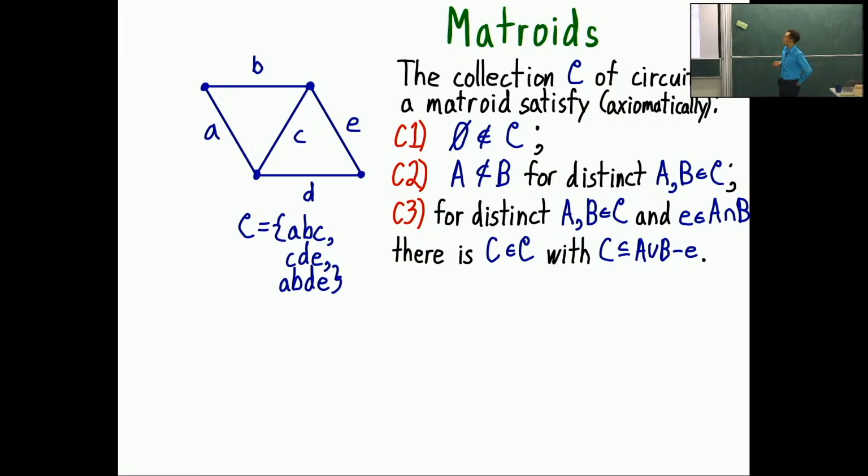So I realized I've used E both in my example and as a generic element. In this case, yes, this is true. I can eliminate the element E from the cycle CDE and the cycle ABDE, for example.